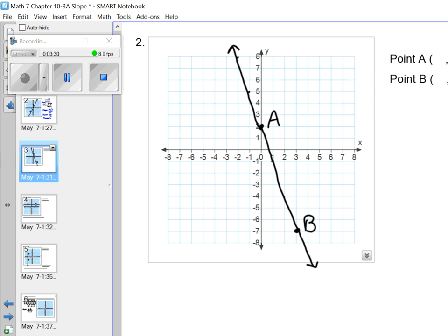Let's look at example 2. Again, I have given you the line, and I have designated where your point A and your point B are supposed to be. Now we need the coordinates of A. Remember, we always start with x, so where x is 0, and we go up to the 2, so our y coordinate for point A is 2. The coordinates for point B are to go to 3, and then down to -7.